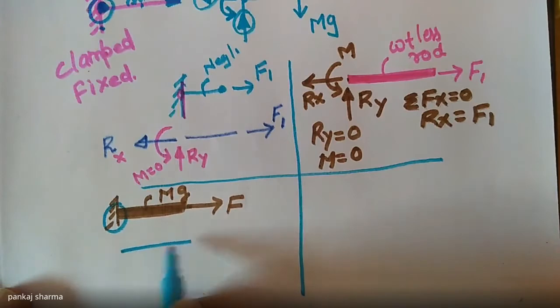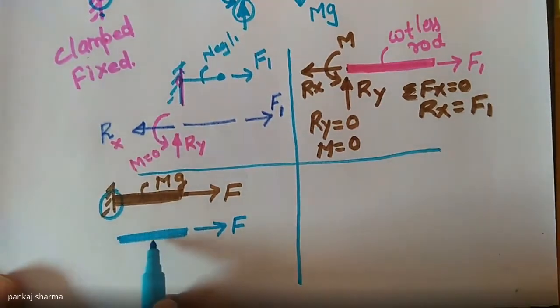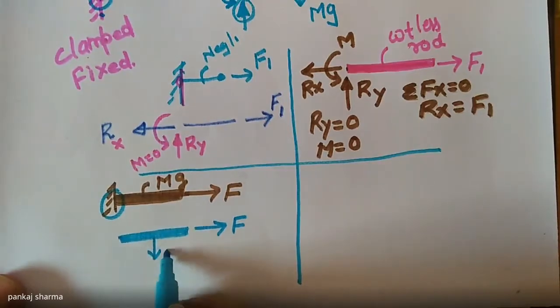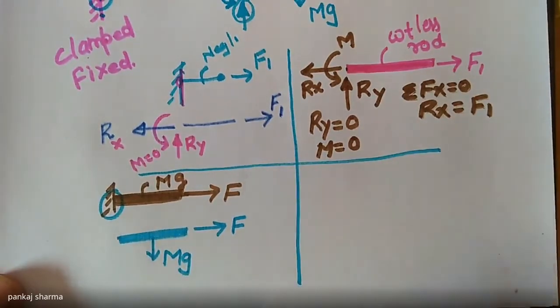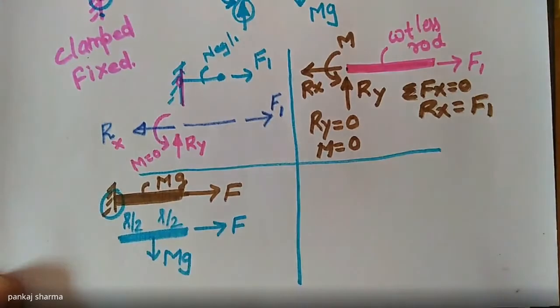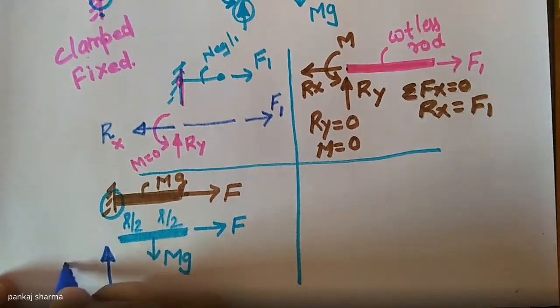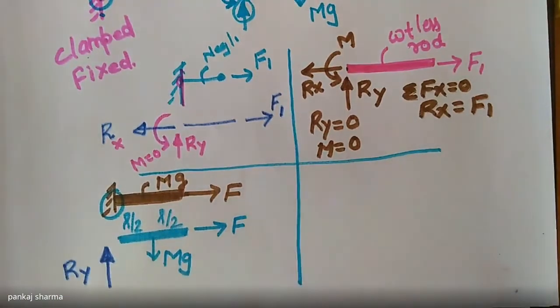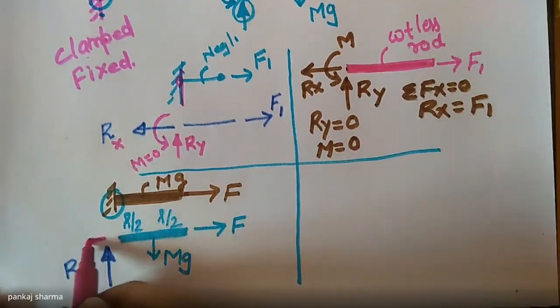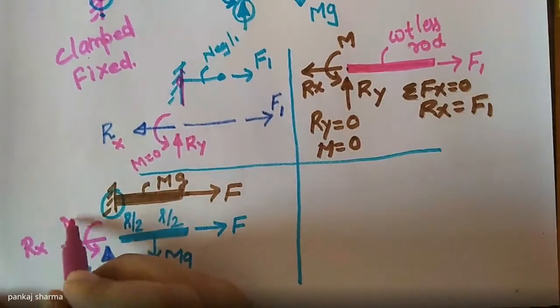So how? We have to draw the free body diagram of this. F is the external force, and it is a uniform rod. Uniform rod means the weight of the beam acts at the midpoint. The length is L, so it is L by 2, L by 2. Now we draw as per the nature of this clamp support. There is Ry direction. I am again saying Rx, Ry are always assumed, and the moment reaction is M.